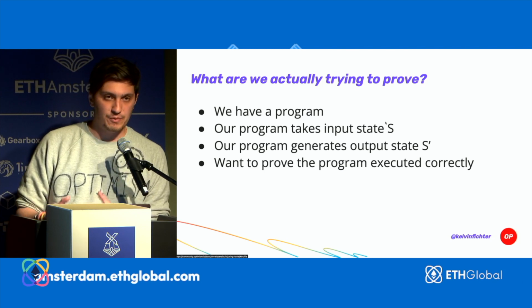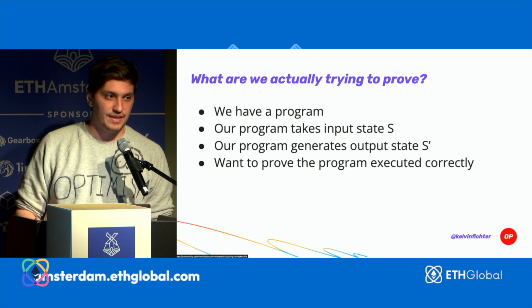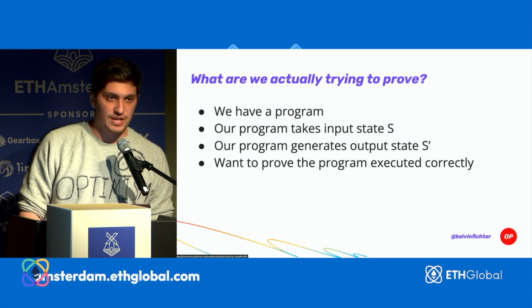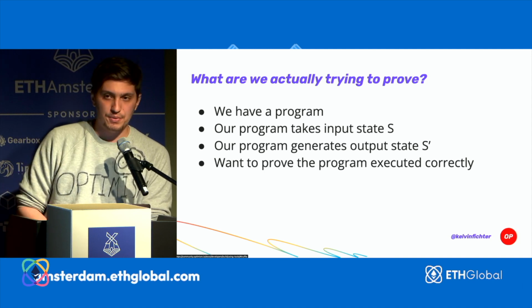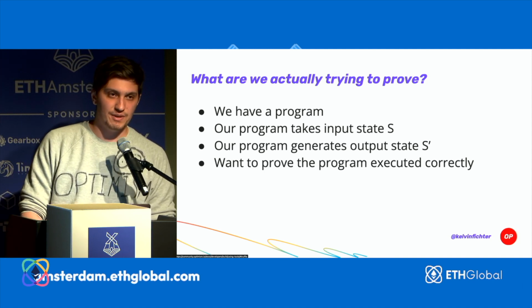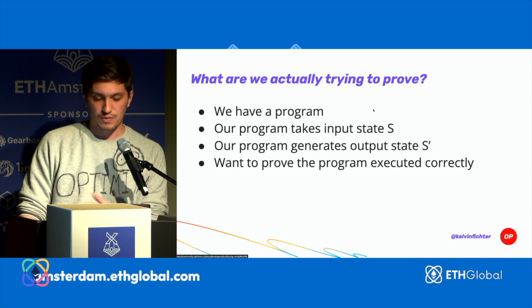We have a program, and we want to prove that the program ran correctly. That allows us to say, based on the transaction inputs that we've published to layer 1, the output, the state root that we published to layer 1 is absolutely correct, and it can't be wrong. So how do you do this proof?